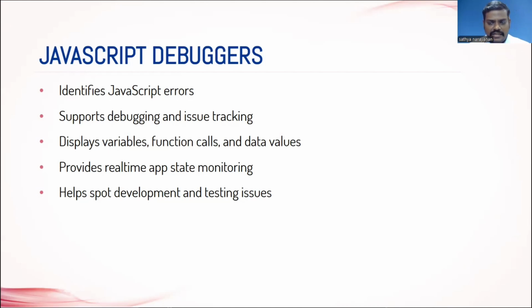Next one is debugging. If bugs are there, it automatically reports the issues and tracks them continuously. Next, what variables are there, what function calls, and data values should be identified by the debuggers, and they can be tracked. It provides real-time app monitoring. Continuous monitoring will be there so that debuggers will identify the errors and rectify them.